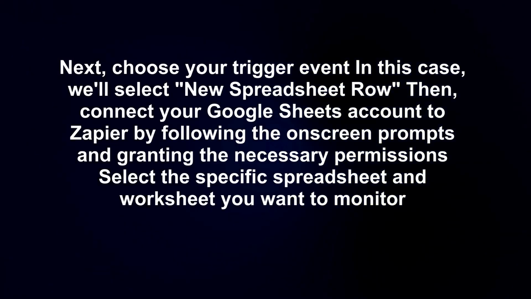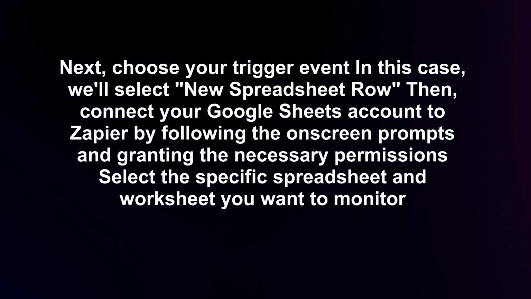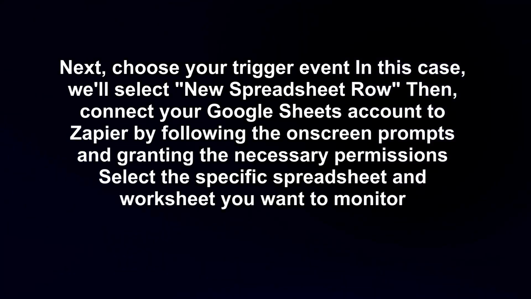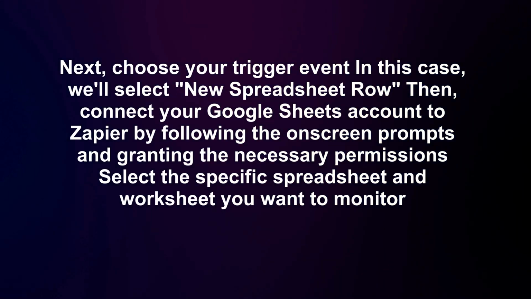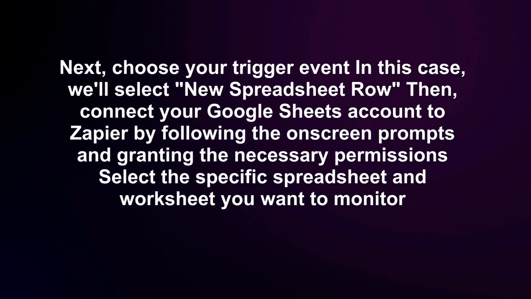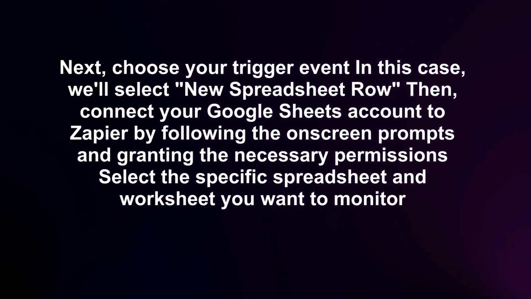Next, choose your trigger event. In this case, we'll select New Spreadsheet Row. Then, connect your Google Sheets account to Zapier by following the on-screen prompts and granting the necessary permissions. Select the specific spreadsheet and worksheet you want to monitor.